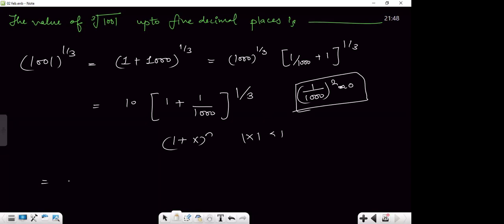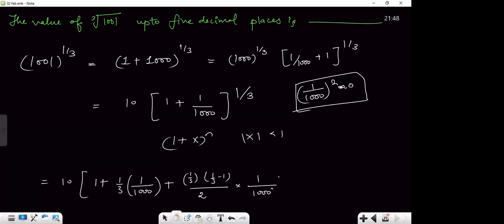So 10 is in multiple first. 1 plus nx, n is 1 by 3, x is 1 by 1000. Let's take one more value, n into n minus 1 divided by 2 factorial, that is 2 only, into x squared, into 1 by 1000 squared. And I don't think other terms will matter, because they will give us very minute, negligible values. So we are neglecting the values in this. So let's find out now.